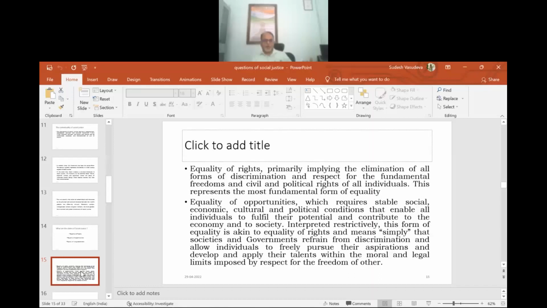Interpreted restrictively, this form of equality is like equality of rights, and simply means that societies and governments refrain from discrimination and allow individuals to freely pursue their aspirations and develop and apply their talents within the moral and legal limits imposed by respect for the freedom of others. Fundamental rights is an example. The fundamental rights guarantee to the citizens of India is a guarantee of freedom to pursue their interests on the basis of equality of opportunity.